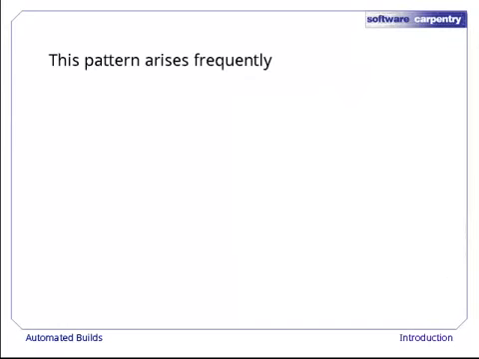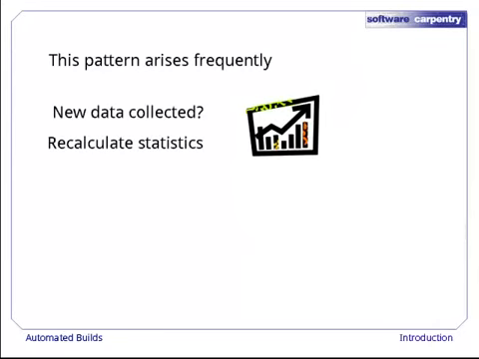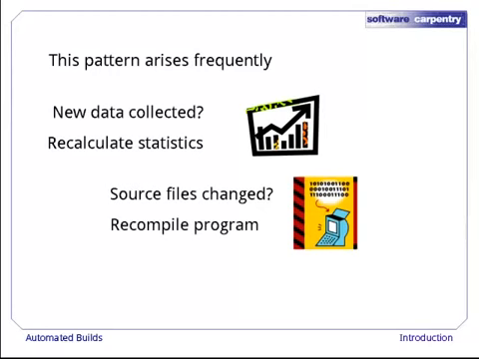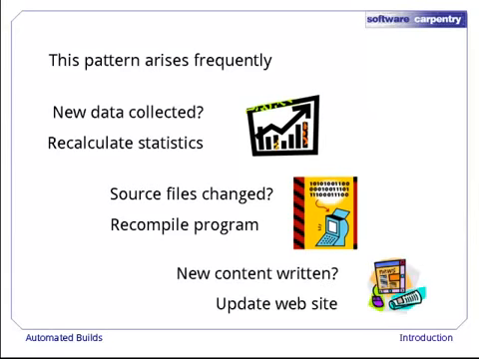This pattern arises over and over again. Each time we collect new data, we need to recalculate our summary statistics. Each time our source files change, we need to recompile our program, if that is, we're using a compiled language like Java, C++, or Fortran. And when someone writes a new paper or receives an award, we need to update our research group's website.